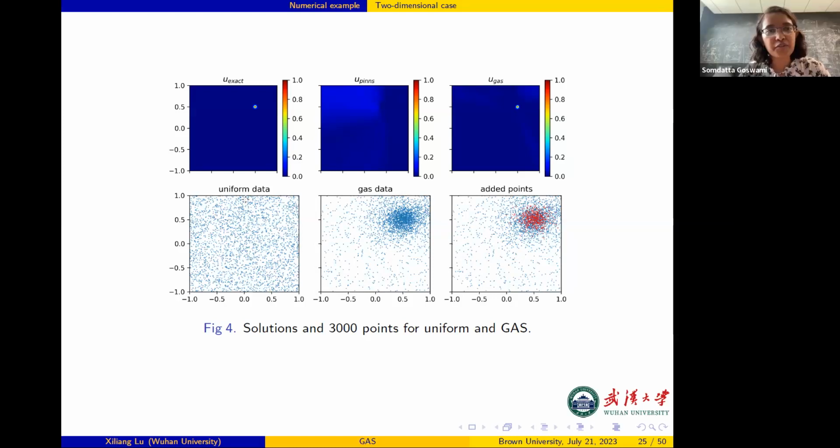What was the percentage of the NG? Like how much of the total number of points did you select for the residual adaptive points? What was it?